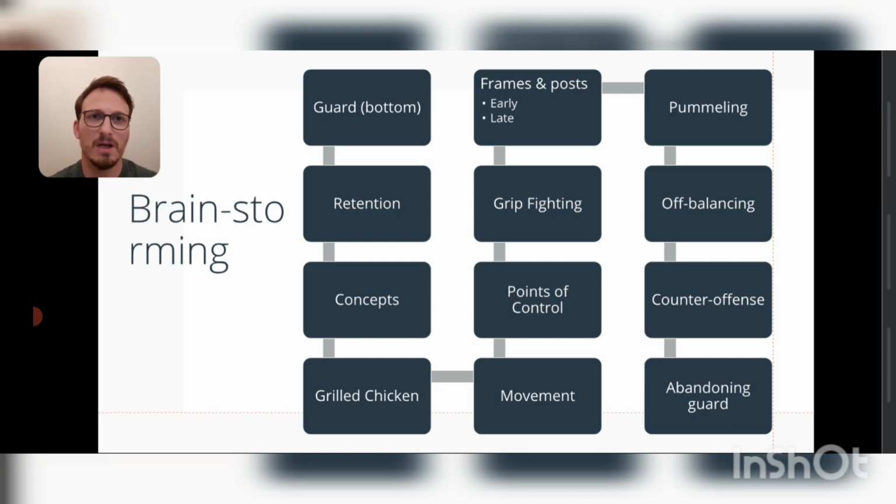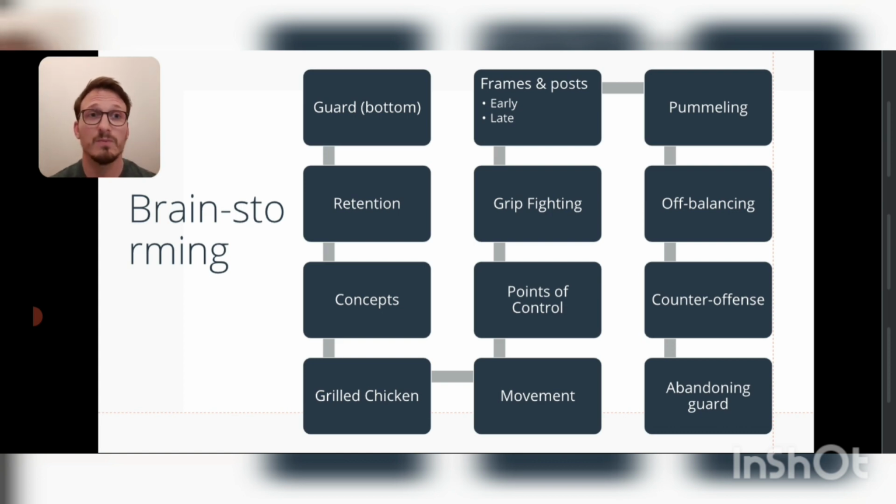So when we talk about guard retention, then obviously we have to talk about certain concepts. What is a guard? What does guard retention mean? What is a guard pass? And also, how does this actually play a role in grappling in general? Why is that important? Then when we talk about guard retention, of course, we have to talk about the grilled chicken position or shell position, or whatever you want to call it. You will have to talk about how you can move while being in this very, very secure position where your knees are almost in your armpits.